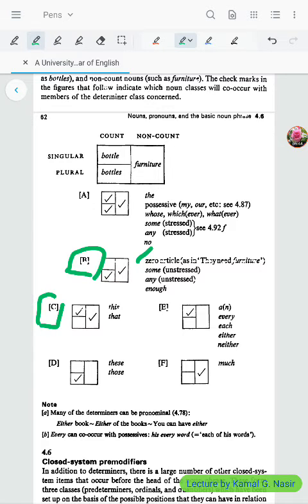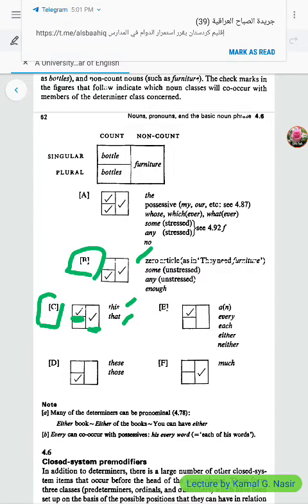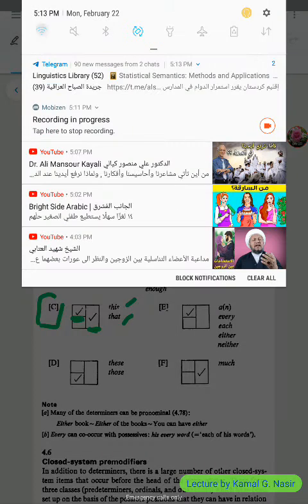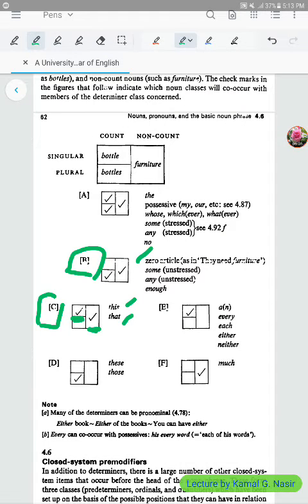The third group, they are this and that. This and that may come with the singular countable noun and with the non-countable noun. Okay? So what do we say? We say this bottle and that bottle. And we say this furniture and that furniture. We cannot say this bottles and that bottles. Clear?